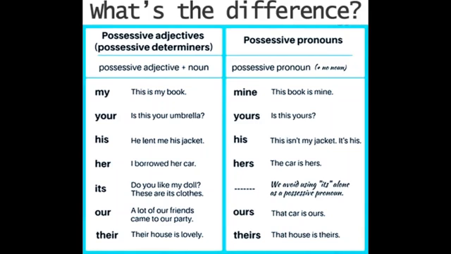Here we can see the difference. What is the difference between noun and pronoun? Here we can see the possessive adjective, that is possessive determiners, and possessive pronouns. We can see the difference here.